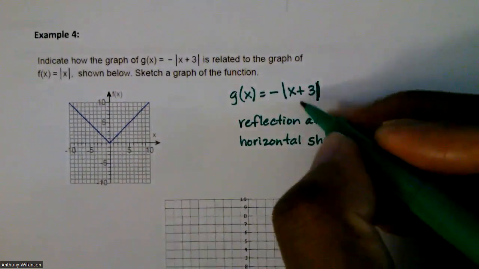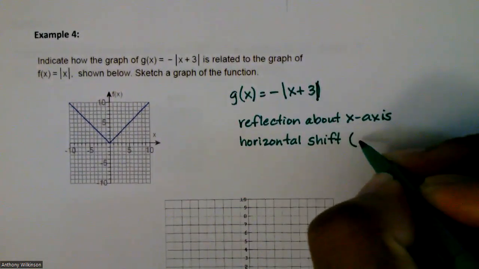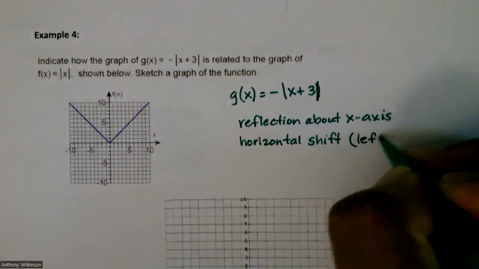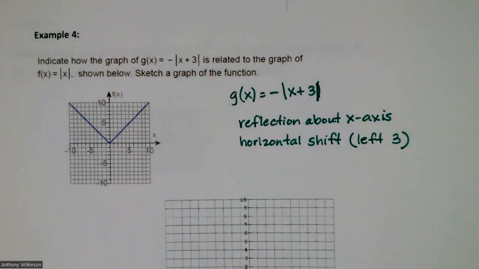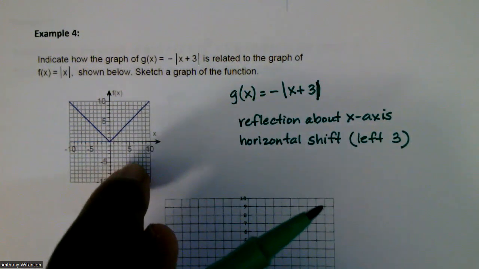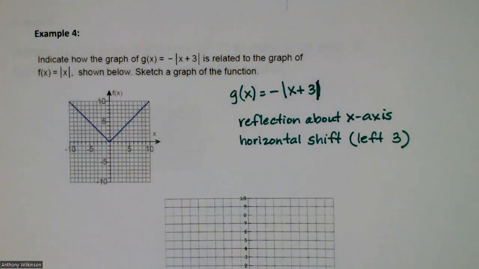And with that horizontal shift, it says a plus 3. That means we have to do the opposite. We have to go to the left 3. And then for the reflection about the x-axis, that means that the graph will have to be reflected downward. We have to reflect downward here. Okay.